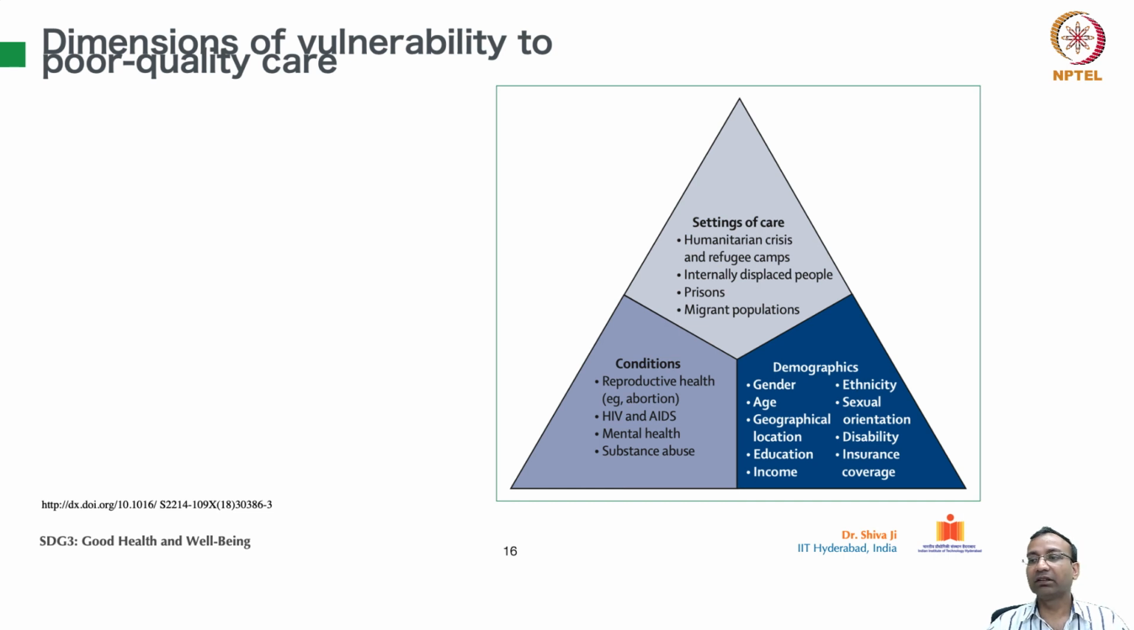Another correlation: setting of care, conditions, and demographics, and they are interrelated. They help each other, they complement each other, they drive each other. Okay, so dimensions of vulnerability, poor quality care. Settings of care: humanitarian crisis and refugee camps, internally displaced people, prisons, migrant populations. Demographics: all sorts of age, sex, ethnicity, orientation, ability, etc. Conditions: reproductive health, HIV/AIDS, mental health, substance abuse, etc.